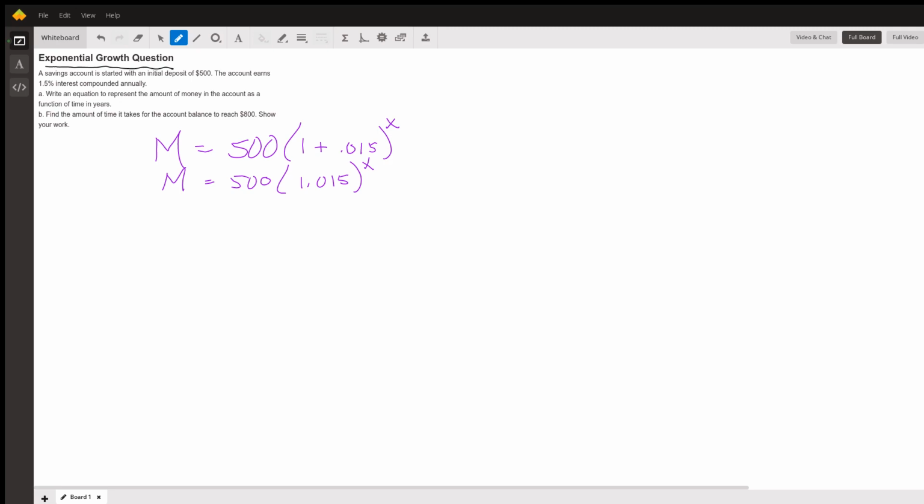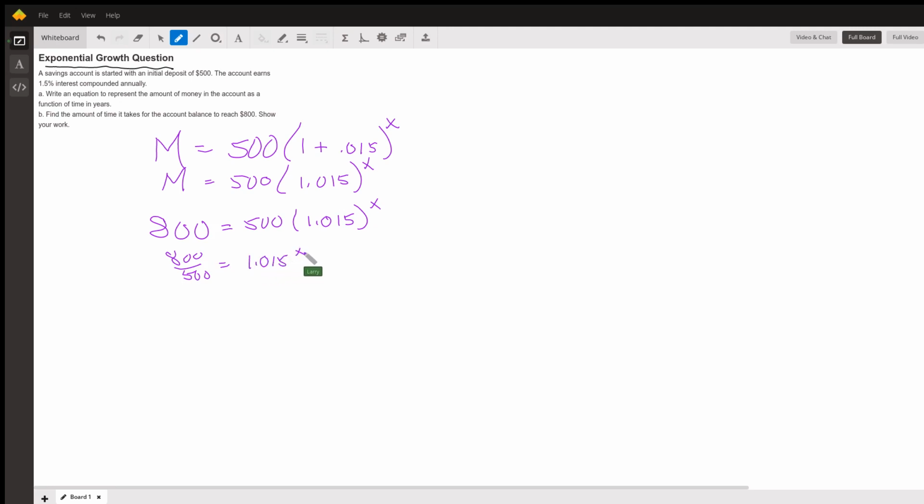And in B, we just want to know when that balance is going to equal 800. So we say 800 equals 500 times 1.015 to the X. Inverse operations, only we're going to use log as an inverse operation in a minute. Divide both sides by 500: 800 over 500 equals 1.015 to the X.